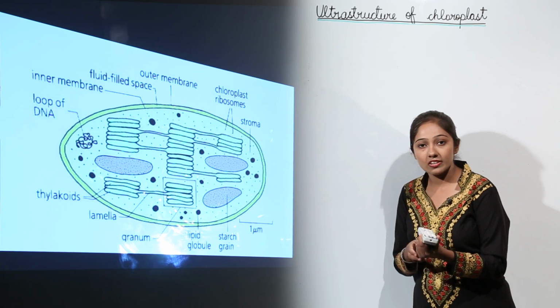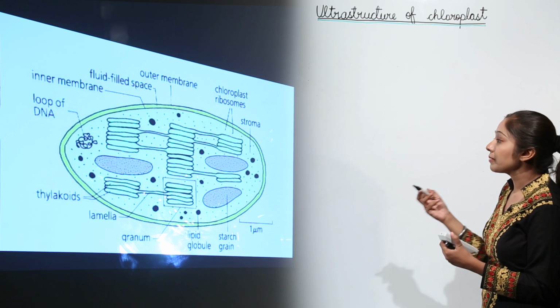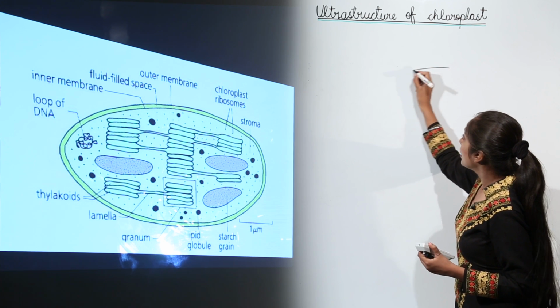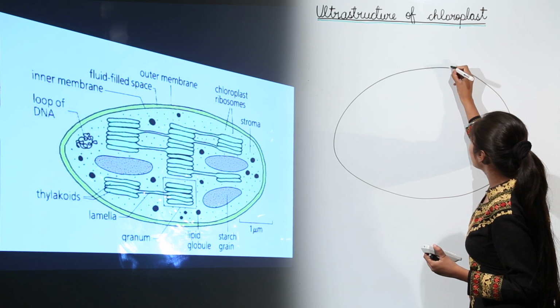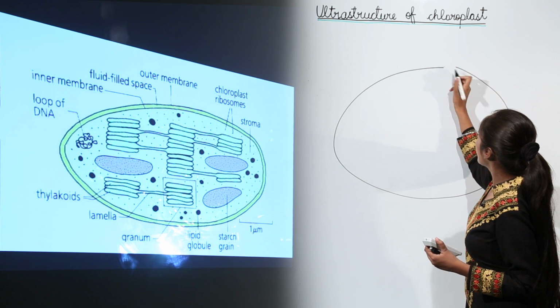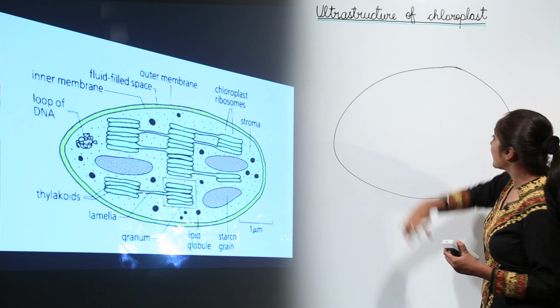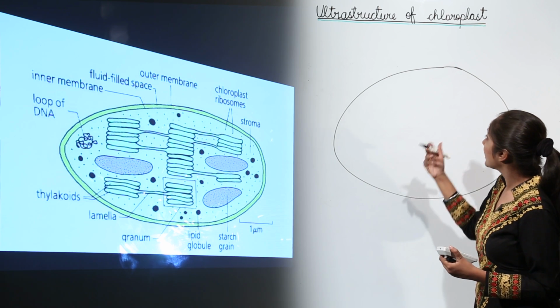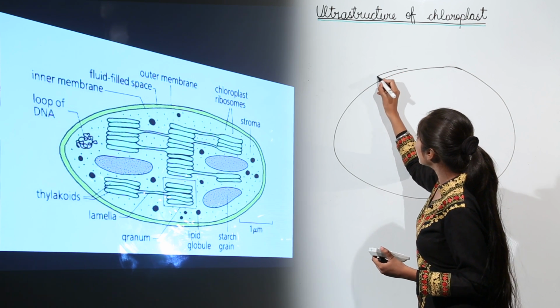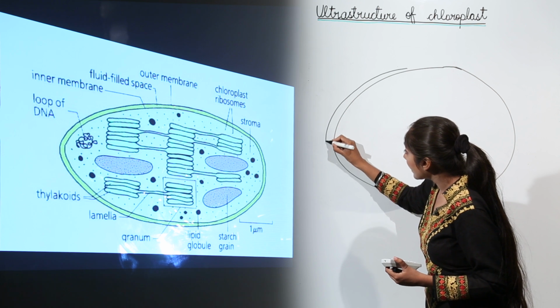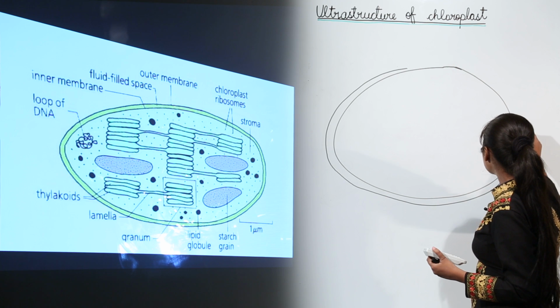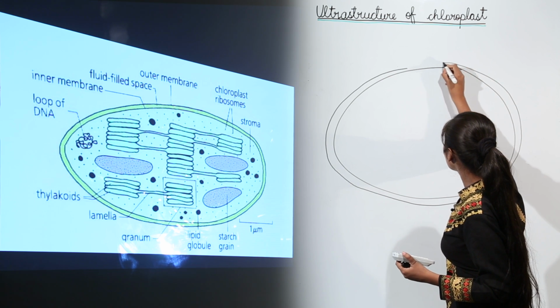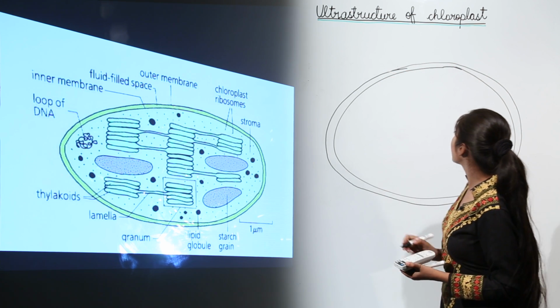How are you going to draw this diagram in your examination? Remember, just draw the two membranes, because since it is a chloroplast and a form of plastid, it is going to contain two membranes. I am just drawing this diagram to tell you how you are going to draw it in your examination.